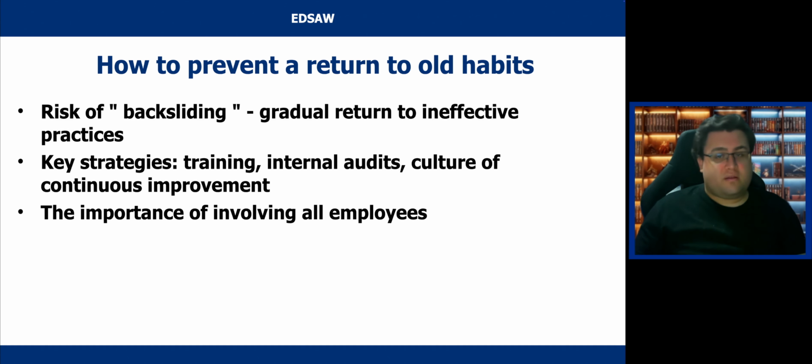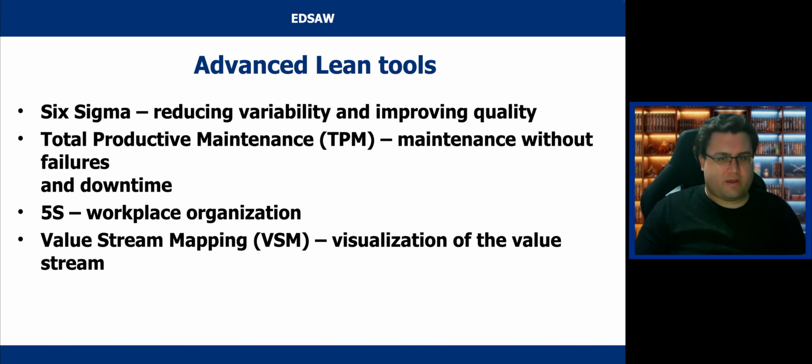And finally, the involvement of all employees. If Lean is only maintained at the management level, it will not succeed. In the long term, every employee must have the opportunity to contribute and see that their ideas make sense. So the key to maintaining results is a combination of training, control, support, and a culture involving everyone.